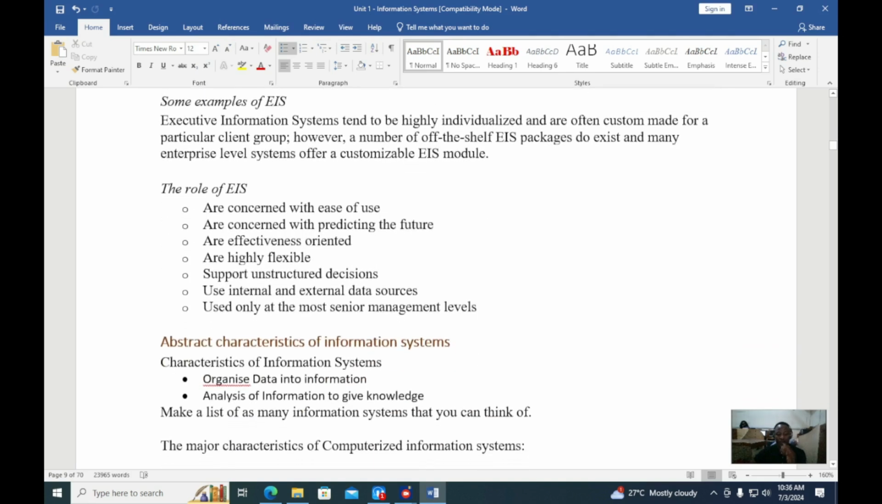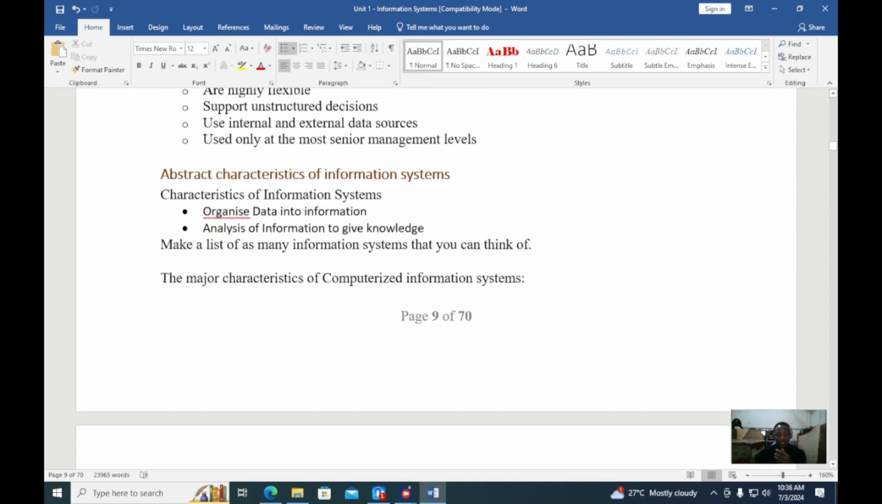They are actually concerned in making sure that there is ease of use. They are concerned with predicting the future. They are effective oriented. They are highly flexible. They support decisions that are not structured. So they are going to consume both the internal and external data sources, and they're going to be used by the most senior level managers.